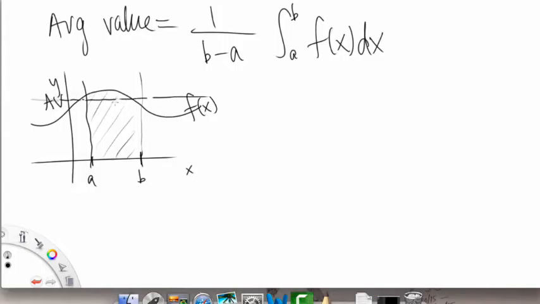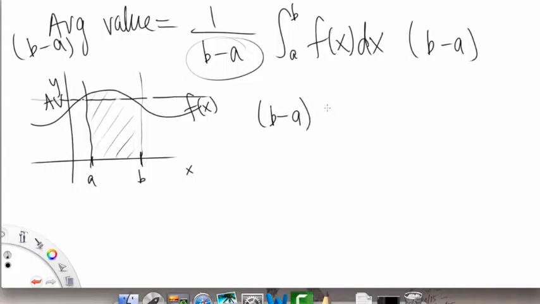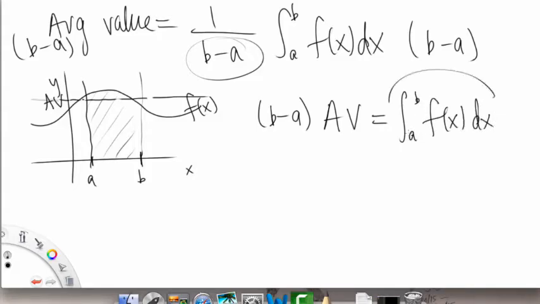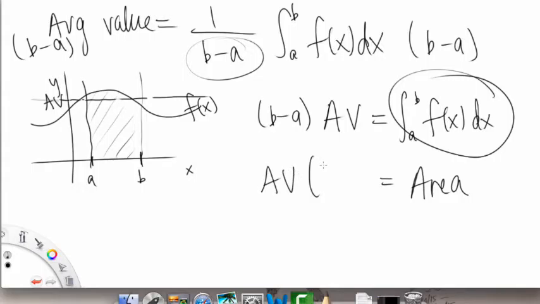So basically, we can rearrange it a little bit. If we multiply again by our b minus a on both sides, we get b minus a times our average value is then equal to the integral from a to b of f of x dx, and this, as we know, is the area under the curve from a to b, under f of x, that is. So area is also equal to average value times b minus a.